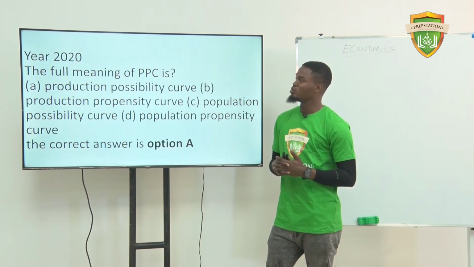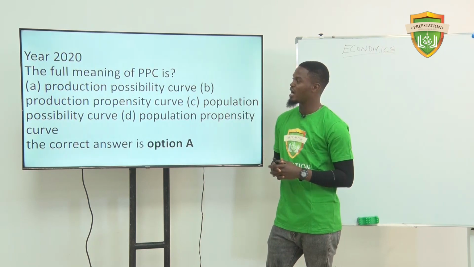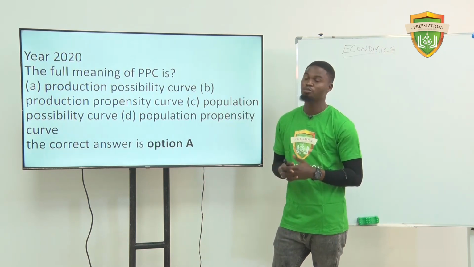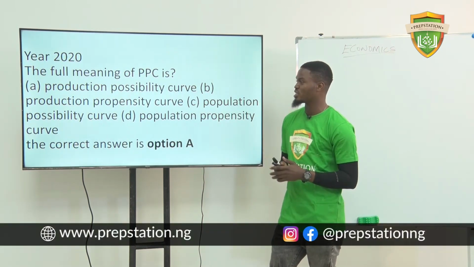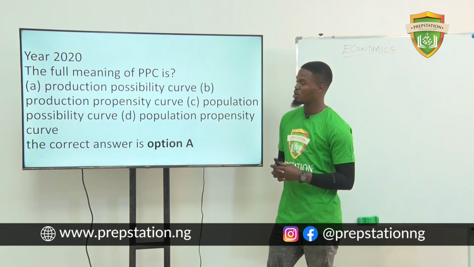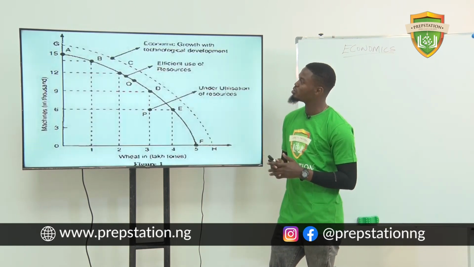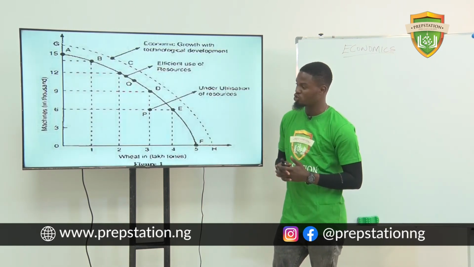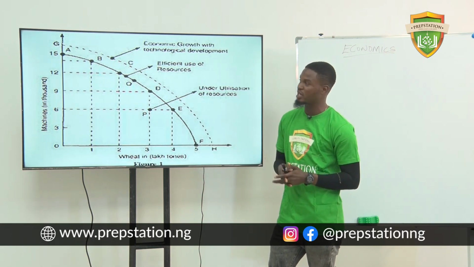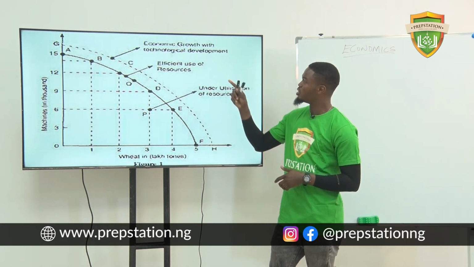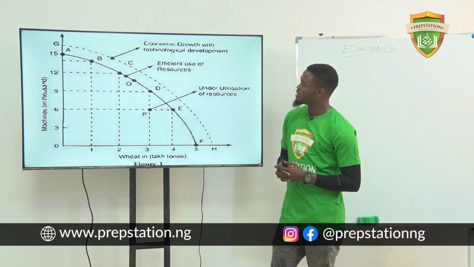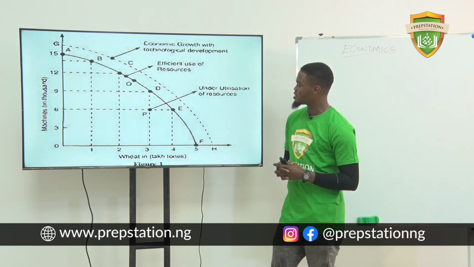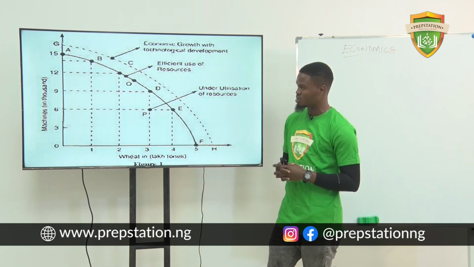So here from the year 2020, we were asked what is the full meaning of PPC, which is of course production possibility curve. So the correct answer to this question is option A. Here you have a graph trying to illustrate what a production possibility curve looks like. Here you have the first direction, economic growth with technology development. Then you have efficient use of resources, and we have the underutilization of resources.